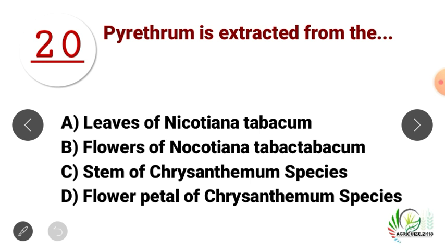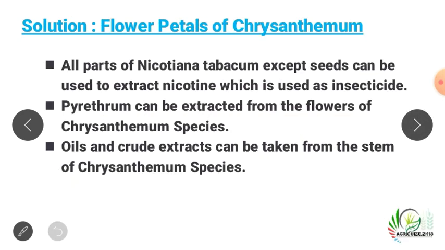Question number 20. Pyrethrum is extracted from the? Option D is correct, flower petals of Chrysanthemum species. All parts of tobacco except seeds can be used to extract nicotine, which is used as an insecticide. Pyrethrum can be extracted from the flower petals of Chrysanthemum species.